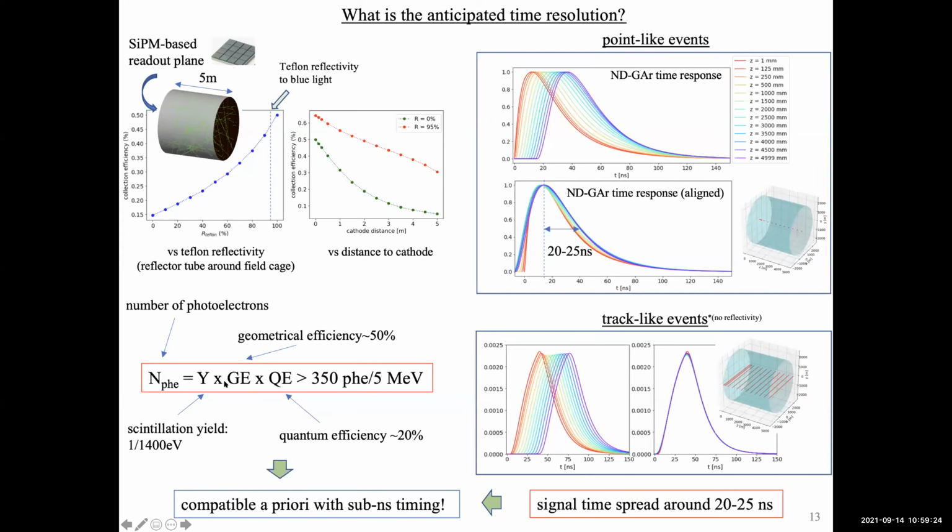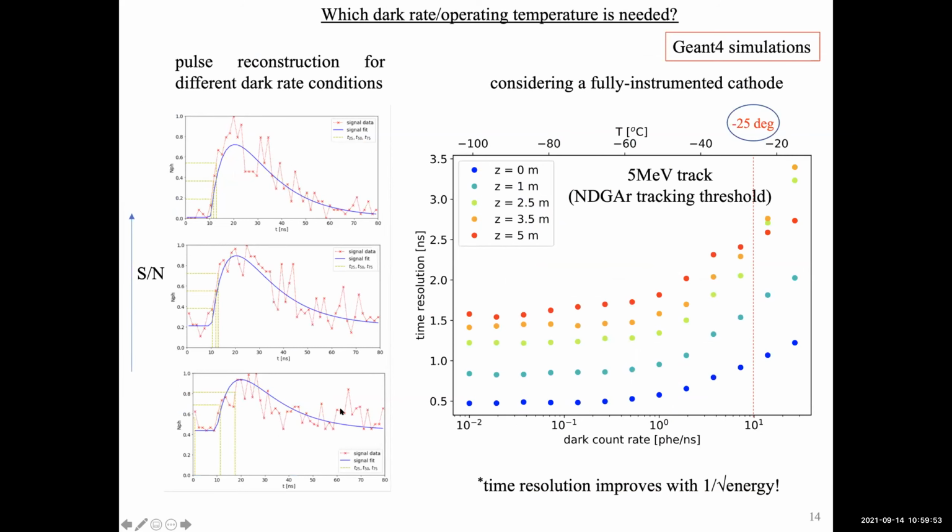If you take the measured yields, the geometrical efficiency that we can compute assuming the nominal reflectivity of Teflon, and the quantum efficiency for SiPMs, for instance, we get to 350 photoelectrons per 5 MeV track. That is very interesting, because 5 MeV is the tracking threshold of the TPC. So this is a priori compatible with sub-nanosecond timing if you just divide the spread by the square root of the number of photons. Now we can do better than that.